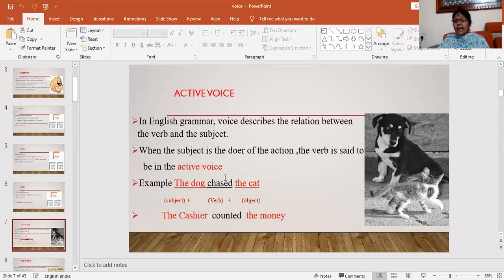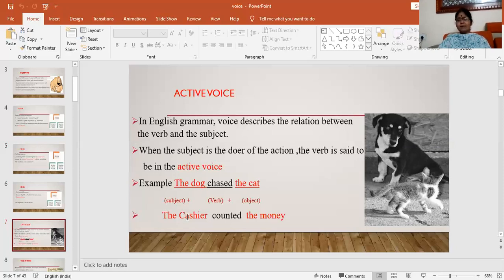Who is chasing the cat? The dog. So when he is the doer of the action, then also we can say that it is an active voice. So we should identify, see if the emphasis is on the subject, or otherwise if the subject is the doer of the action, then it is called active voice.